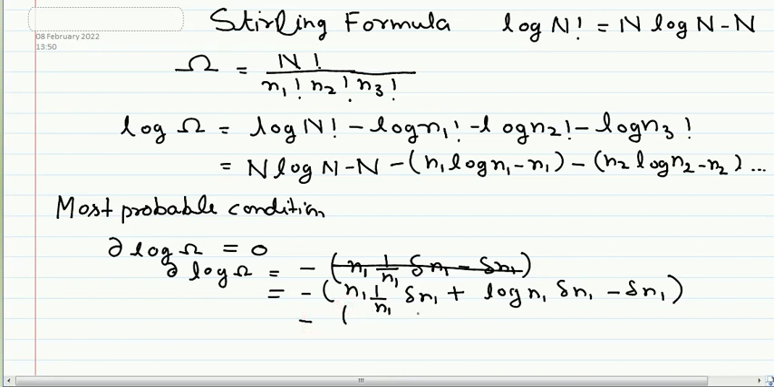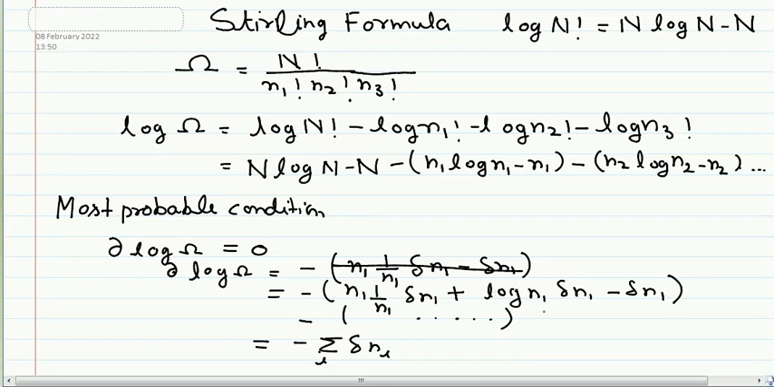And similarly we have to write for the second case. n2 वाले के लिए भी इसी तरह से लिखेंगे, और फिर n3 सबके लिए इसी तरह से लिखेंगे. So if we collect all these things, then what will be? It will look like minus summation over i into delta ni. It will get cancelled, and here it will be 1 plus log n1 into delta n1.